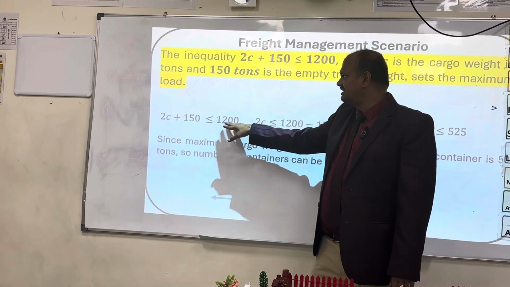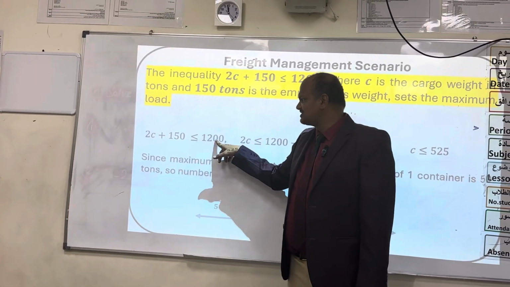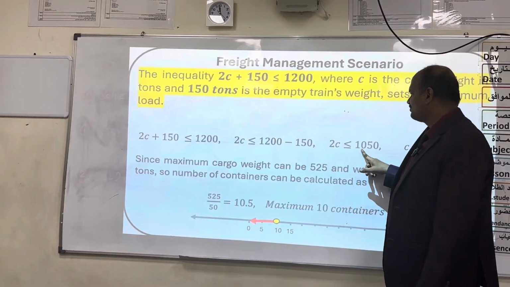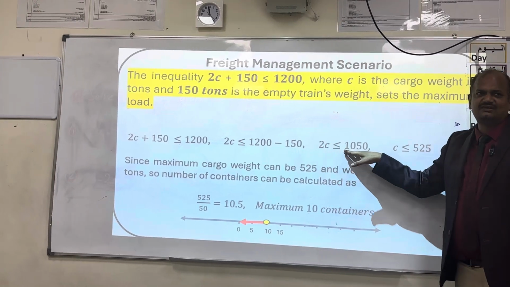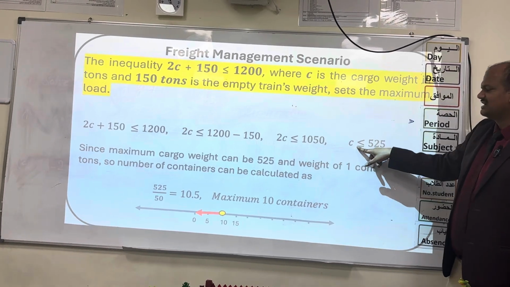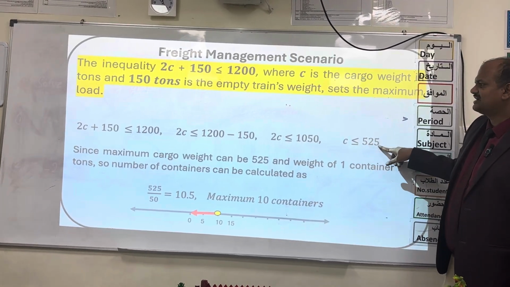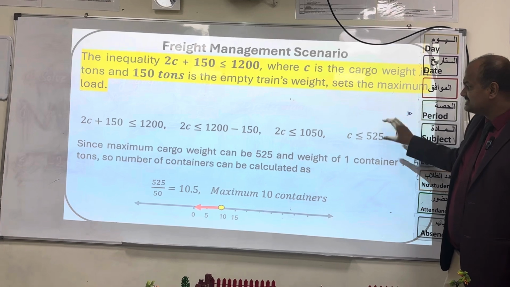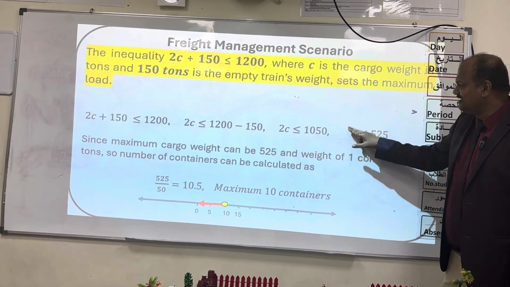Now how have I solved it? First, this 150 will be subtracted from both sides. So you will get 1050. Hope I have done the calculation correctly. Please see this all. And then you will divide by 2 and then you will get C less than or equal to 525. So what does it mean? Okay, mathematically we have solved it.